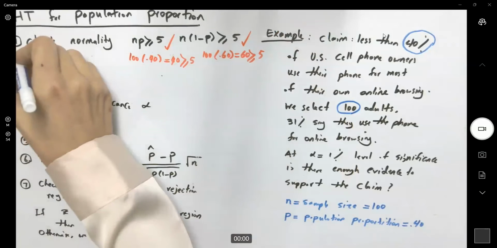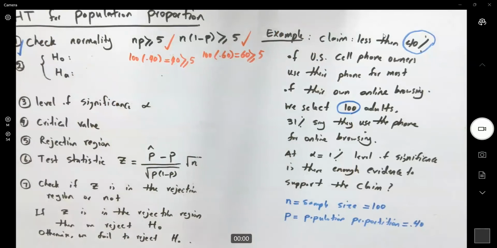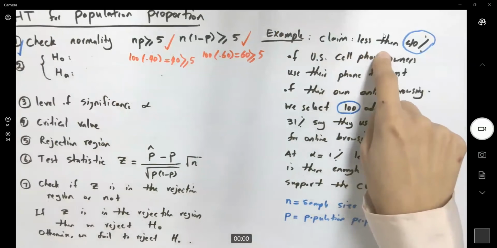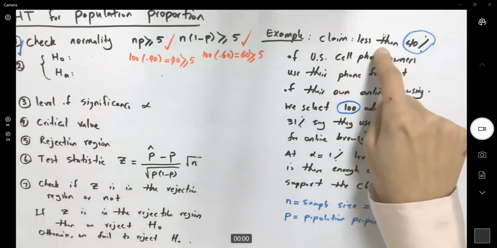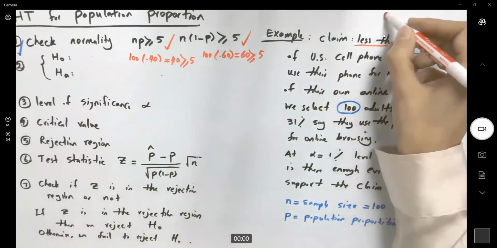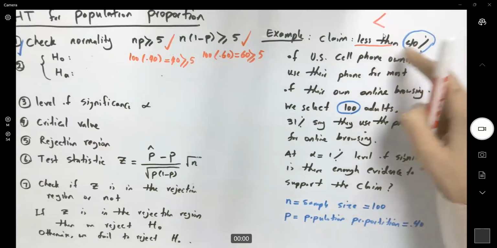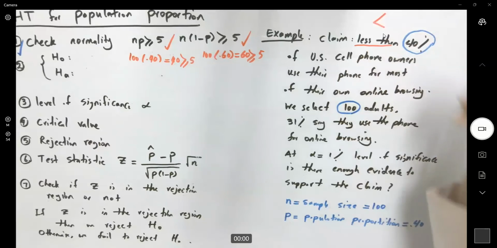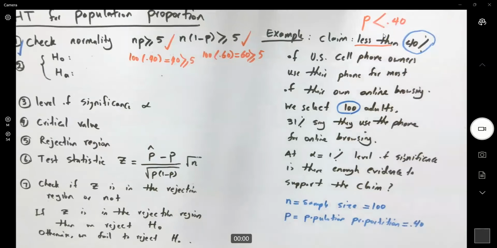We are allowed to go to the next step, constructing the null hypothesis and alternative hypothesis. Read the question. It says less than. When we are working with less than, it means that the population proportion is less than 40%. P is less than 40%. This is the claim that we have.